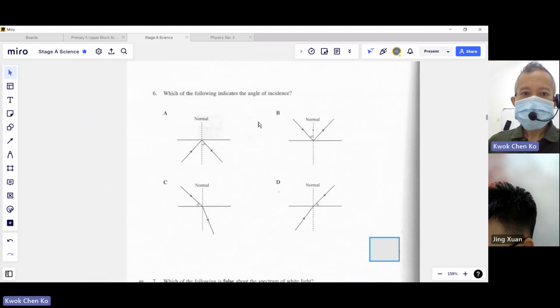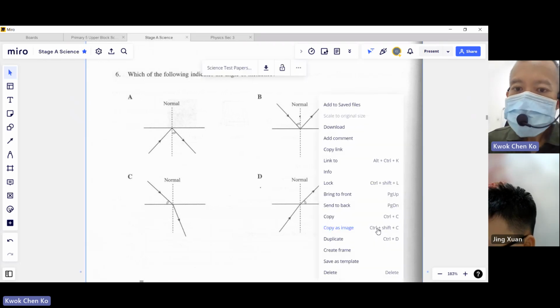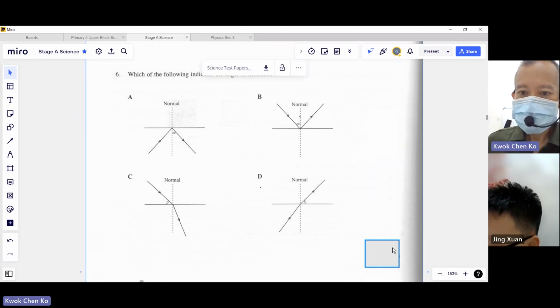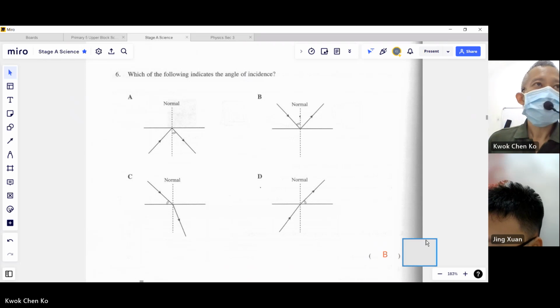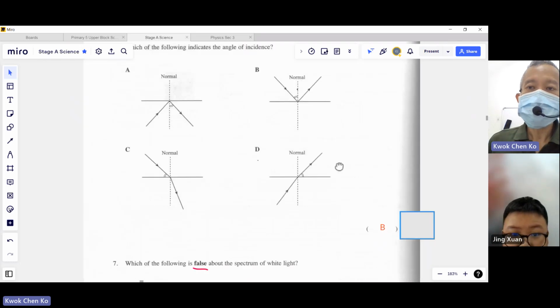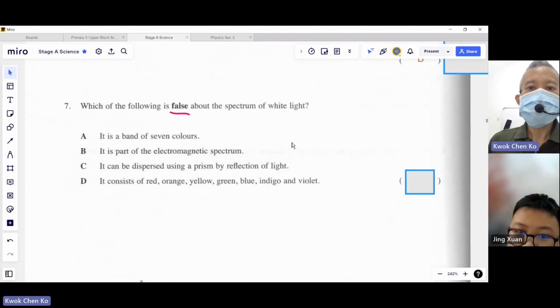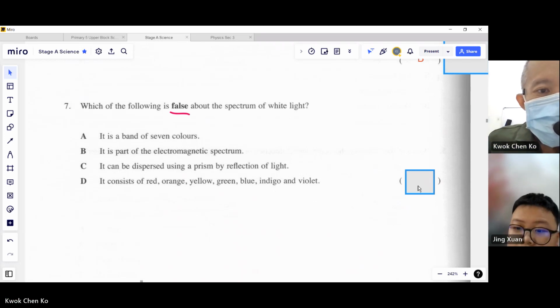Number 6, which indicates the angle of incidence. Better get this right, May. Okay. Incidence means the ray that is going in, and the angle is always between the ray and the normal. Which one is false about the spectrum of white light?